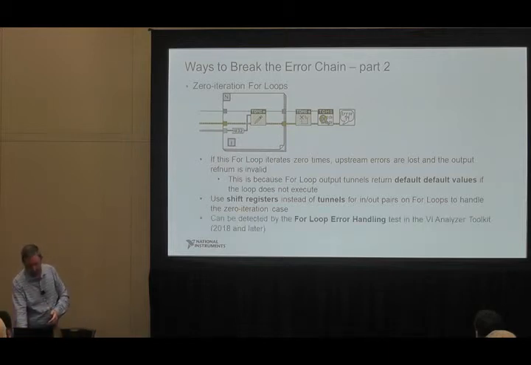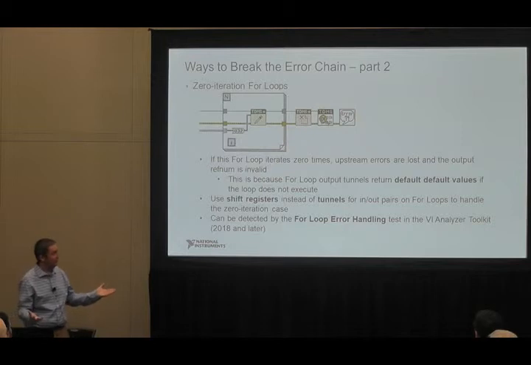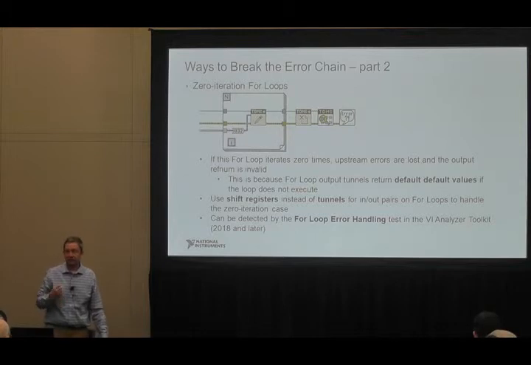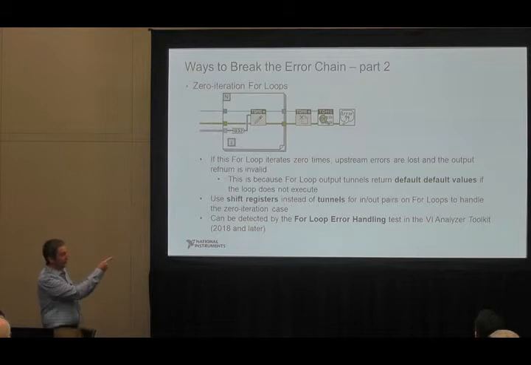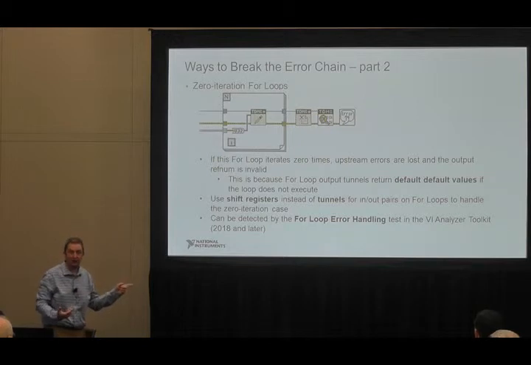All right, so we've got a new test in the VI Analyzer toolkit in LabVIEW 2018 that will detect this situation. The situation has bothered me for so long, we finally got a new test in there. If you've got code that does not handle error tunnels appropriately for for loops, it'll be detected by the for loop error handling test in the VI Analyzer 2018. So this is yet another way the VI Analyzer can help us find places where we've broken the error chain.